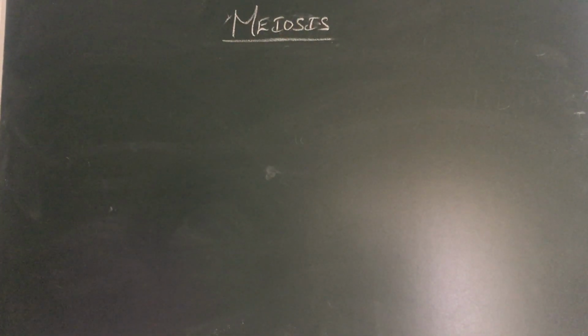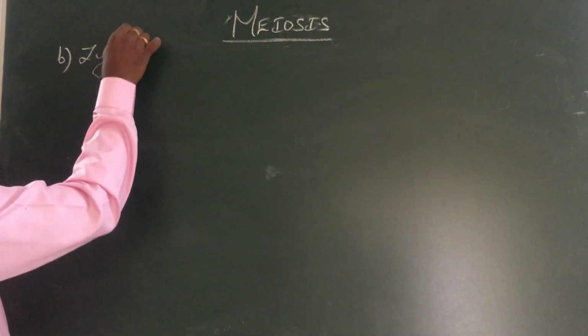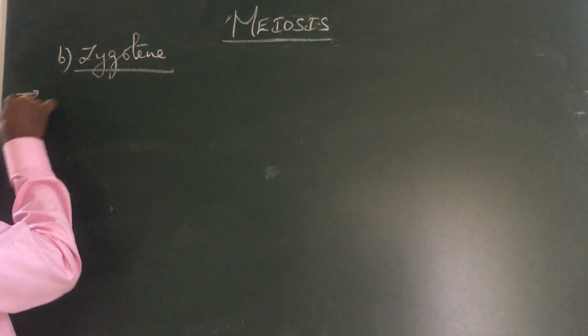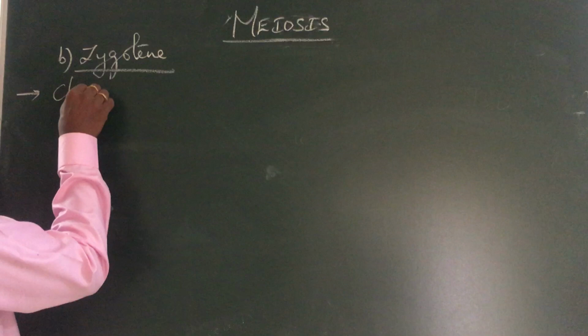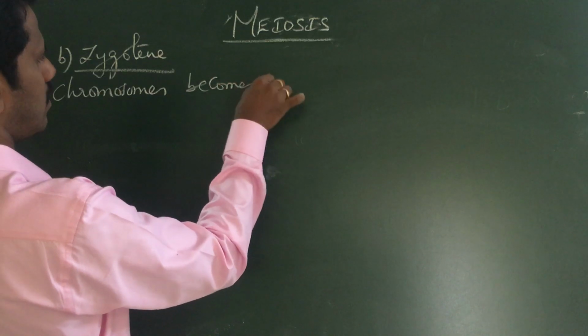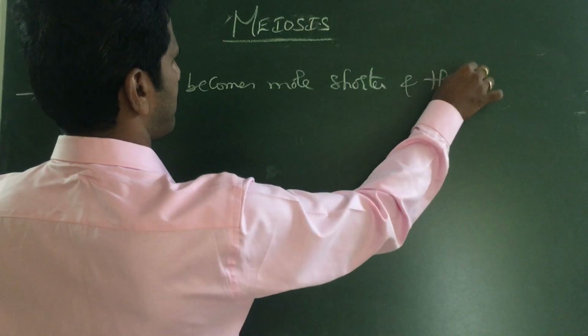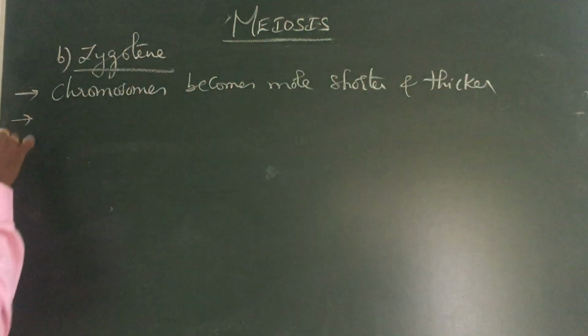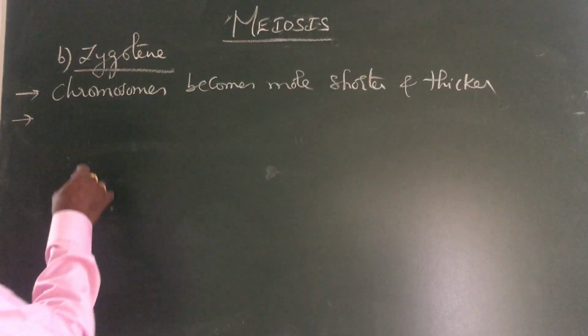Okay, in zygotene, what happens? Here, the chromosomes become more shorter and thicker. Homologous chromosomes pair lengthwise, which is called synapsis.